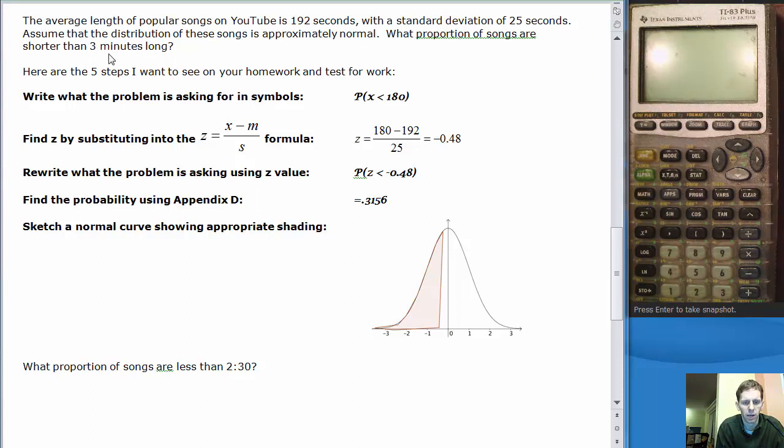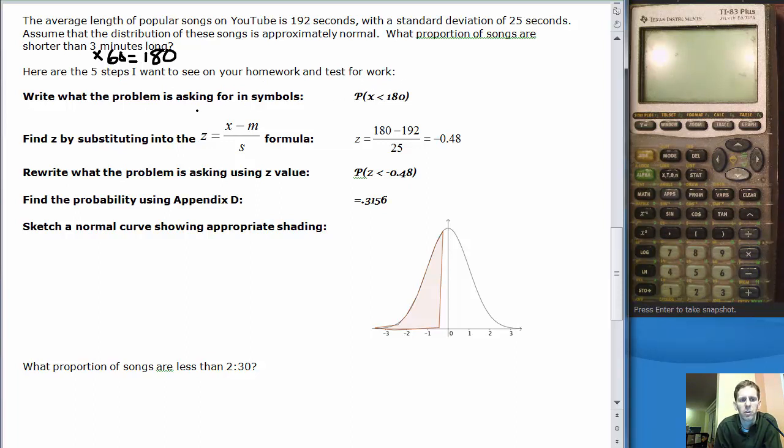Now again, we're going to multiply 3 by 60 to convert 3 minutes into seconds, and that's going to be 180 seconds altogether here. Now, if you were answering this question, here are 5 steps I want to see in your homework and test for when you do problems like this.